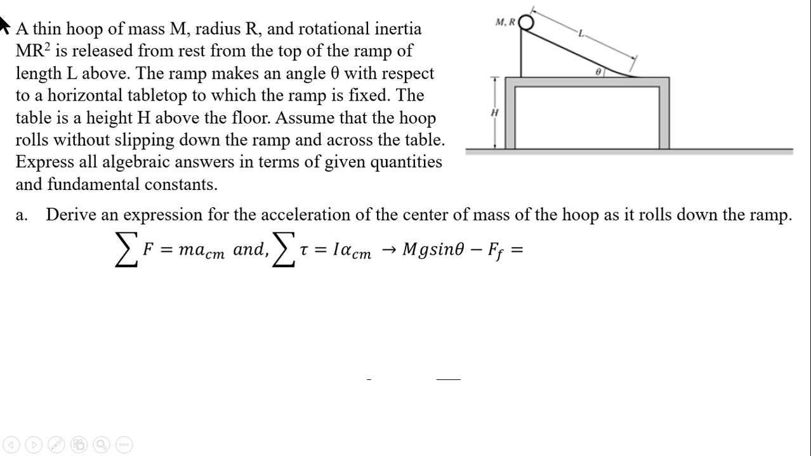Wait, how do you know there's friction? Because it's not slipping, right? So if it was slipping, it would be sliding down, but it's not, which means there has to be a force pushing it up. So that's why it's also minus force friction equals m a cm, right? Okay, that's the ma part, right? Okay, moving on.